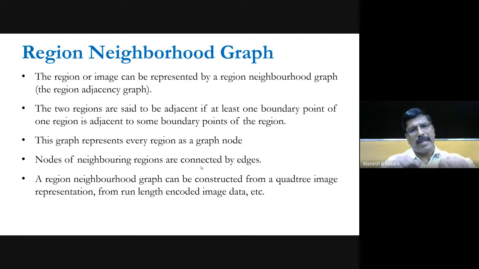So nodes of the neighboring regions are connected by the edges, and this edge will represent the information: what is the relation between this node and this node. This node is basically to the right of this node, or this node is to the left of this node. So a region neighborhood graph can be constructed from the chord tree representation from the run length encoded image data.